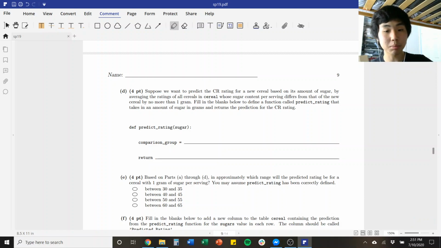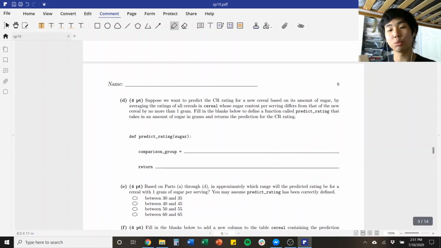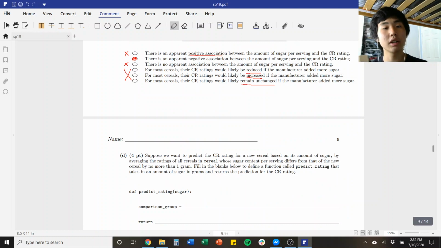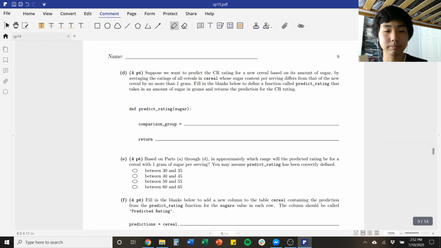So suppose we want to predict the rating for a new cereal based on the sugar content. And the way we do that is we're going to go back up here to this histogram and take all the cereals within 1 gram of it, so plus or minus 1 gram, and average their rating to predict the rating of a new cereal. Okay.